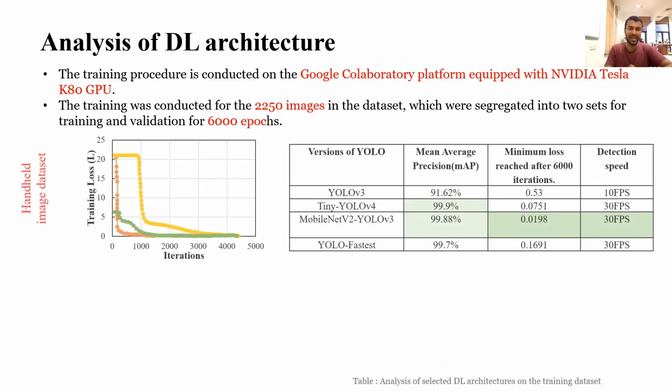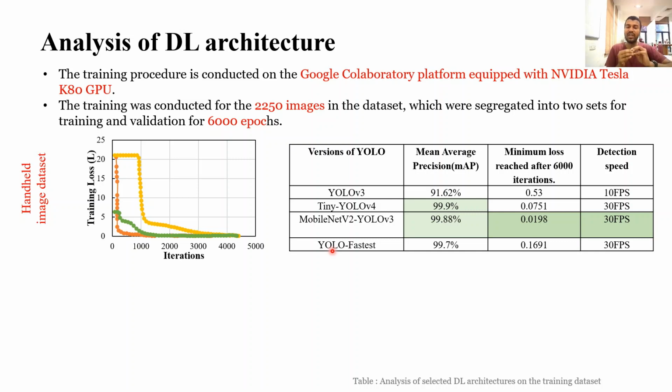So coming to the analysis of the deep learning architectures, we consider 4 different types of algorithms, which are noted here. We consider the standard YOLO V3 algorithm, which is compared with the lightweight frameworks, the tiny MobileNet V2 as well as YOLO fastest. The entire training procedure is carried out on the Google Colaboratory platform.